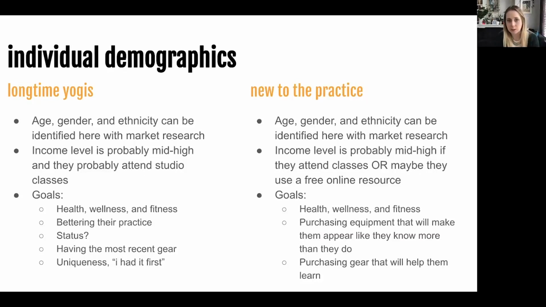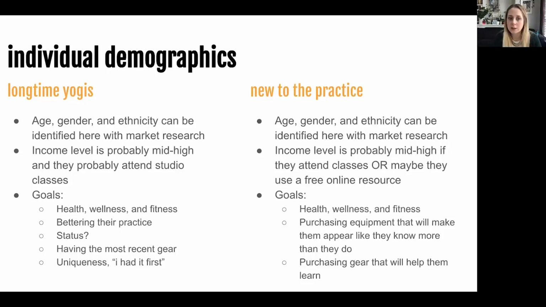So for the longtime yogis, we want to identify their age, gender, and ethnicity, which can be collected through the market research. We are going to assume that their income level is probably mid to high, and they probably attend studio classes. I don't know if you've ever gone to a yoga studio, but even their per class rate can be pricey, but their monthly rate is often more than a typical gym membership. So that mid to high income bracket feels like a comfortable guess right now.